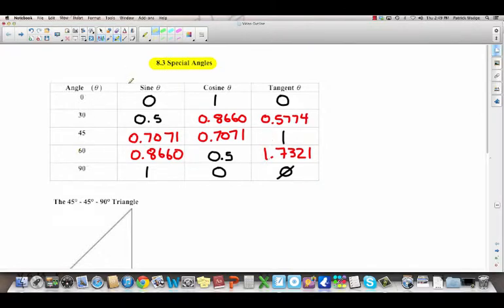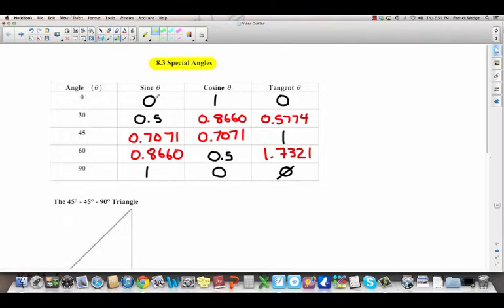So this table should look familiar. We filled it in last time. So we have the different angles, and then we have the sine amount, the cosine amount, the tangent amount. For example, sine of 30 degrees is 0.5, right? Now, why have I put some in black and some in red? Believe it or not, it's not just to make it pretty. I've actually done this for a particular reason.